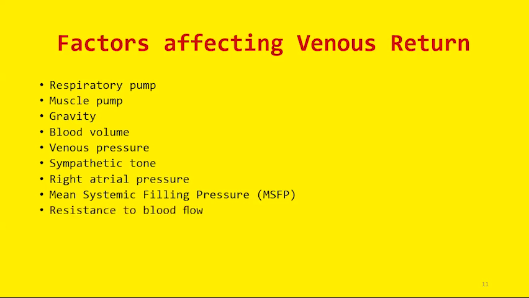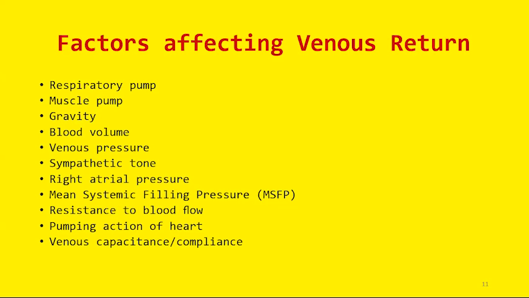Now, resistance to blood flow: if you increase the resistance, you are compromising the blood flow and you are compromising the venous return. Another factor which inversely affects venous return is resistance to blood flow. Now, the pumping action of the heart, or the contractility of the heart, is important. The greater the cardiac output, the greater the venous return. So, if the pumping action of the heart is good, the venous return will also be good.